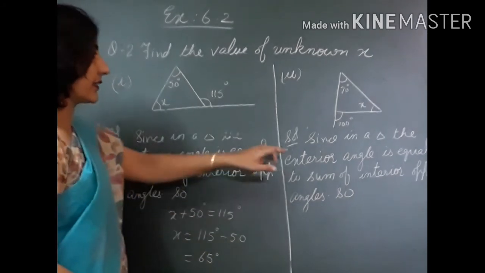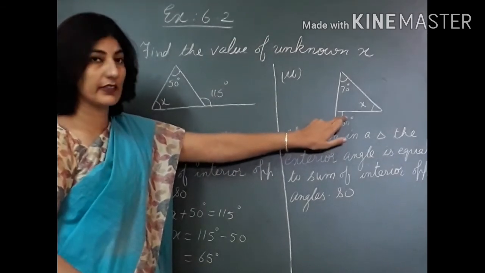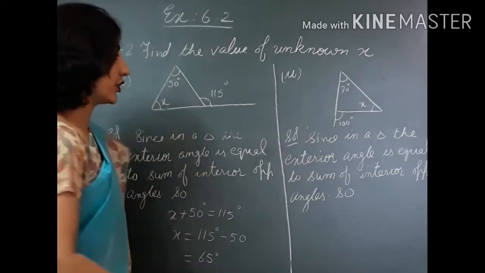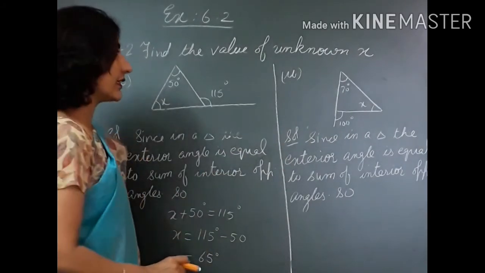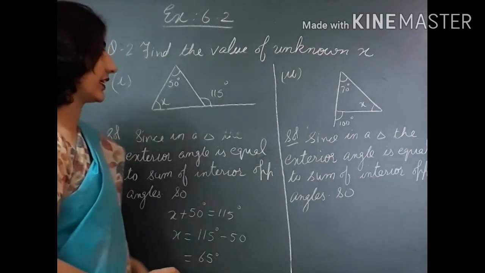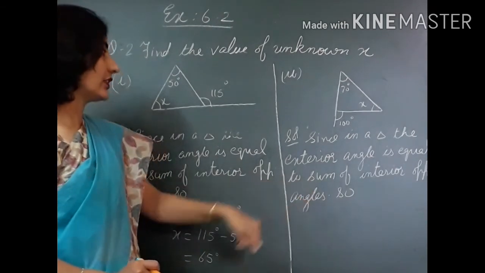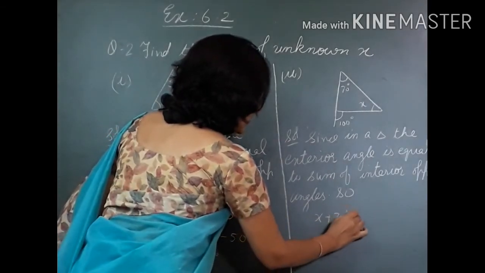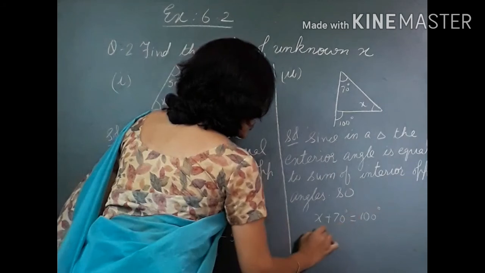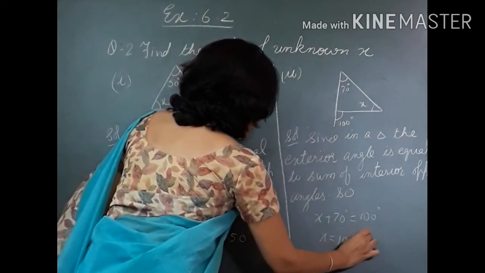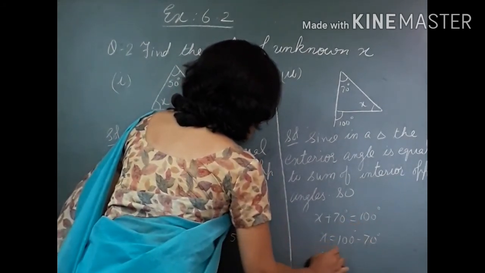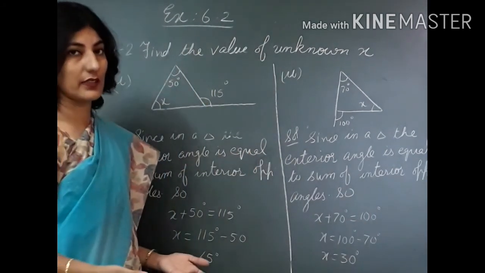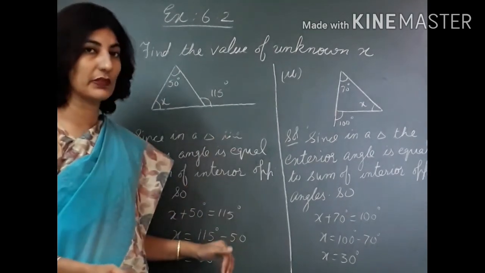Then in the second part, again the exterior angle is drawn here as 100 degrees. One interior opposite angle is given as 70 degrees. You have to find the value of x. You will write the property again. Since the exterior angle of a triangle is equal to the sum of interior opposite angles, so x plus 70 degrees equals 100 degrees. x equals 100 minus 70, that is x equals 30 degrees. Again and again when you write the property in every part, you will learn it. That is why we say, again and again write the property and then solve it.